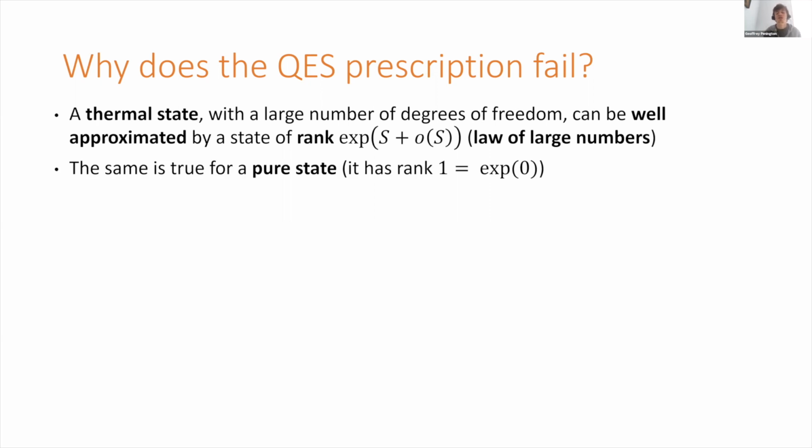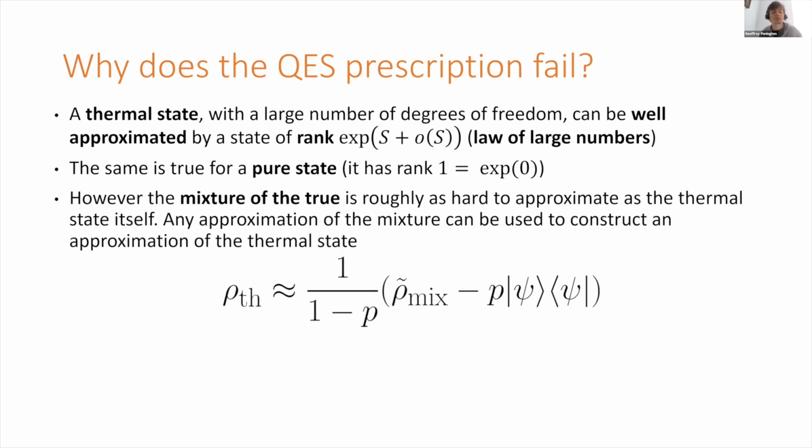Same thing's true for a pure state, right? A pure state can be approximated, or indeed is, a state with rank 1, and rank 1 is e to the 0, so it's e to the entropy of the pure state. However, if we have a mixture of the two, then it turns out that finding an approximation of the mixture needs to have basically as big a rank as an approximation of the thermal state itself.